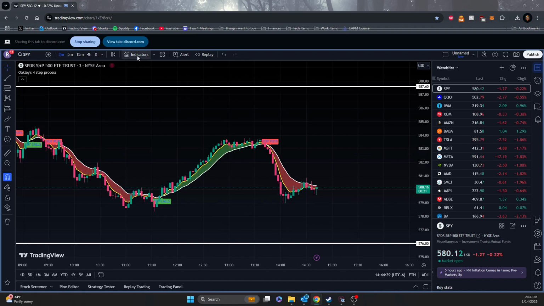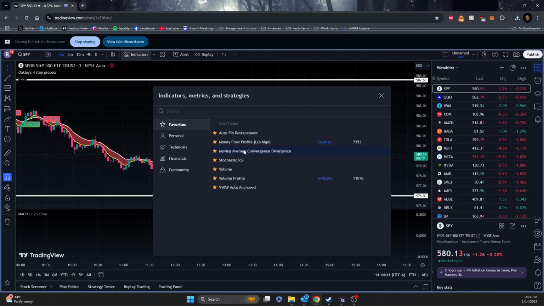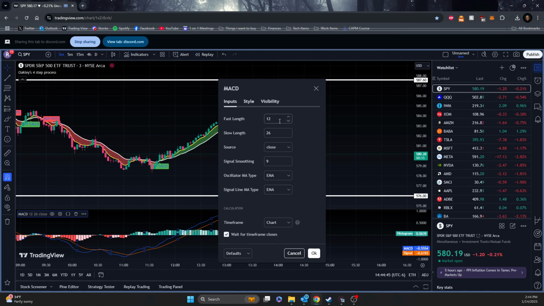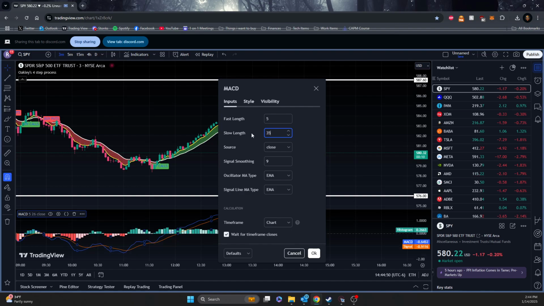All right, Shadow is giving us a MACD setup here. He says fast length of 5, slow length of 35, smoothing of 3.